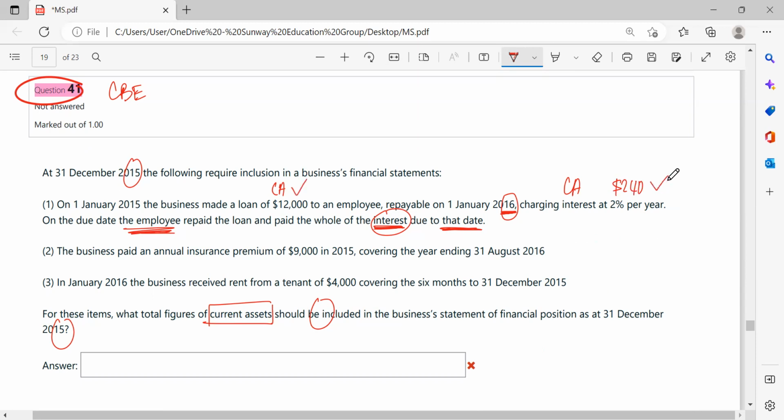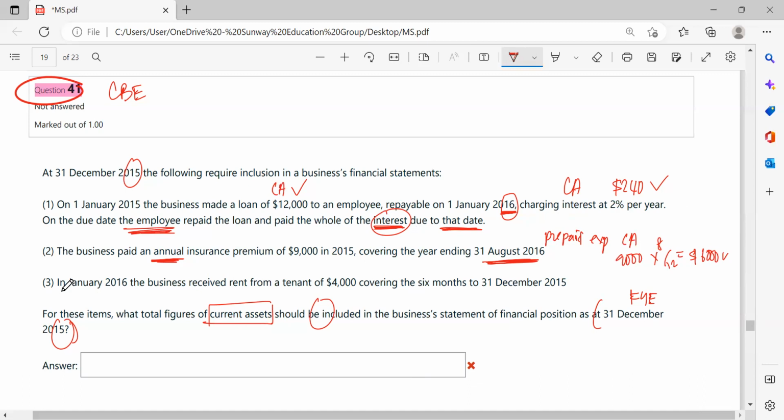12,240. Number 2, the business paid an annual insurance premium. Annual means 1 year, until 31st August 2016. Your year end is 31st December 2015. They paid until next year already. So this is prepaid, prepaid expense, current asset also. How many months did they prepay? They prepaid for 8 months because they paid until August. So 9,000 divided by 12 multiplied by 8, and therefore the prepaid amount here is 6,000, current asset also.